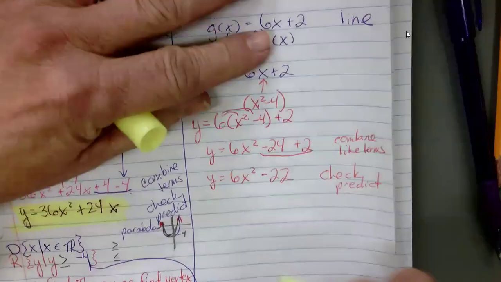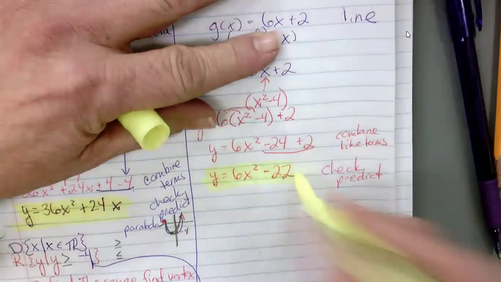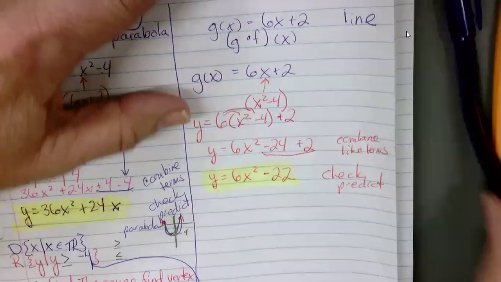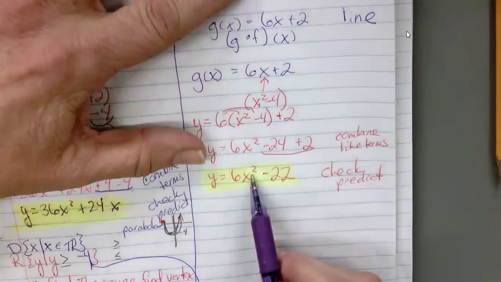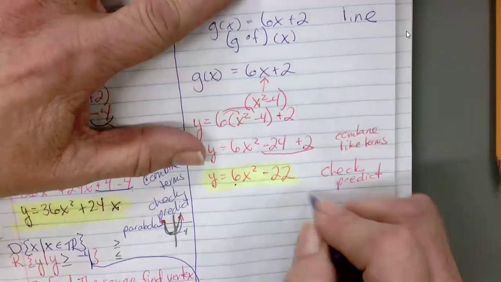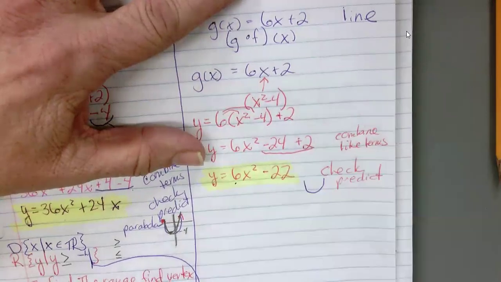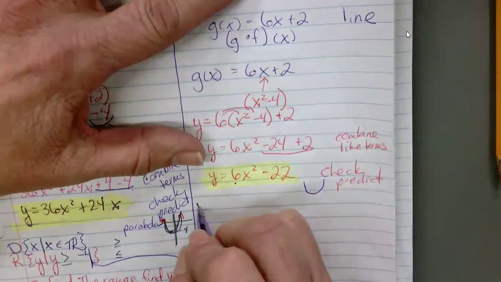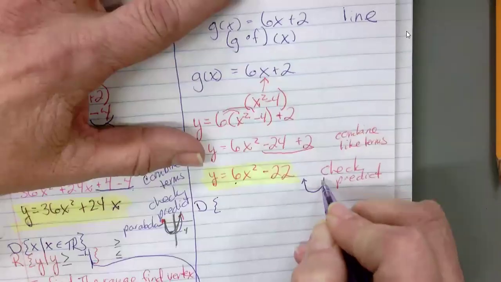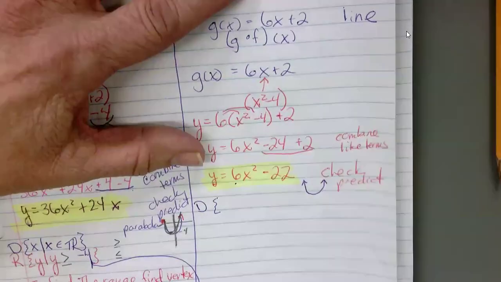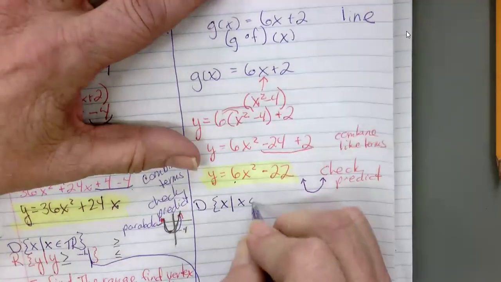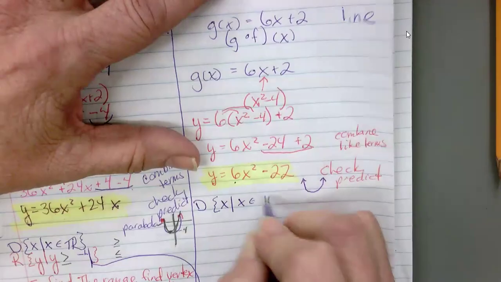All right, so I'm going to highlight mine because I checked with the teacher and it is correct. I'm going to predict. I think that I'm going to have a parabola again because it's squared, and it'll be a happy parabola because it's a positive 6. So for my domain, it's going to be all real numbers because these two go on forever and ever. It'll be every value of x eventually. So x such that x is an element of all real numbers.